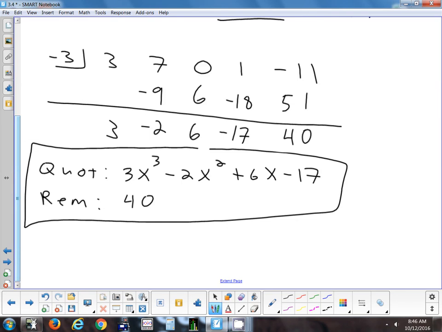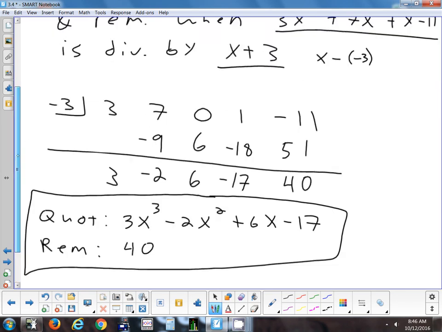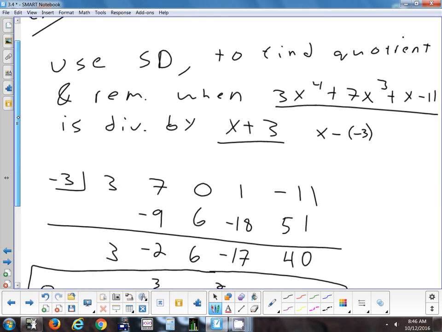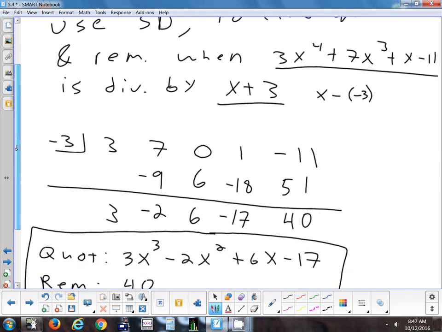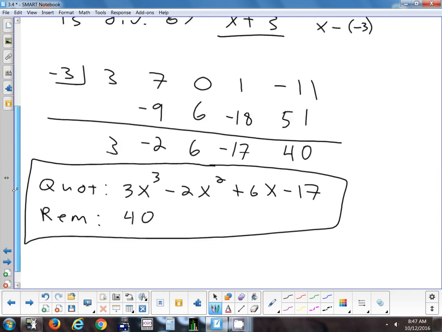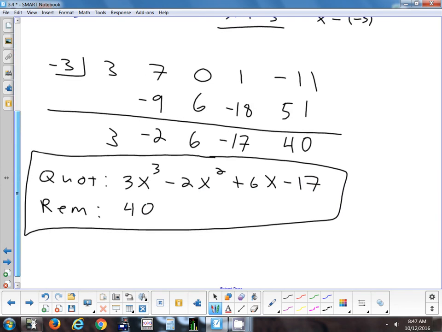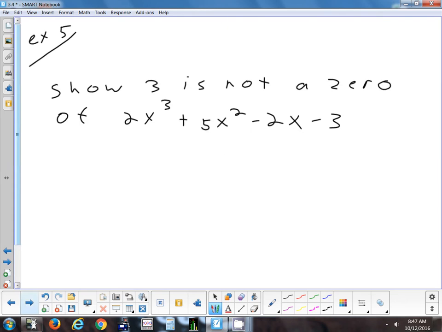Okay. So now, if I asked you a follow-up to that, is x plus 3 a factor of 3x to the 4th plus 7x cubed plus x minus 11? No. How do you know it's not a factor? Yeah, it didn't go in without remainder. If it did go in without a remainder, and I asked you to factor this problem, you now know one of the factors.